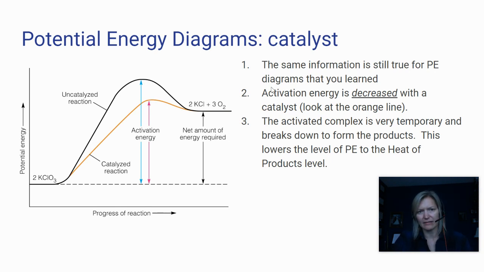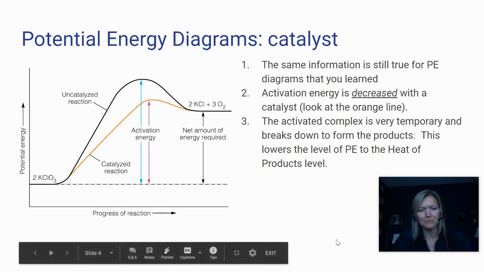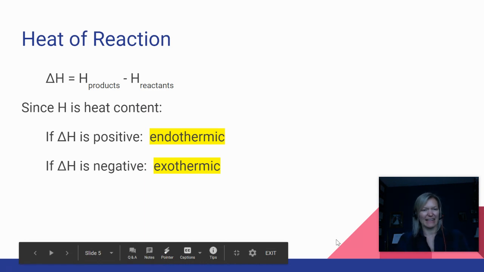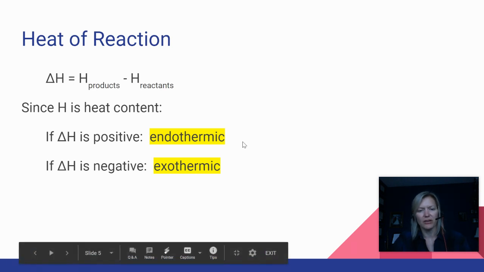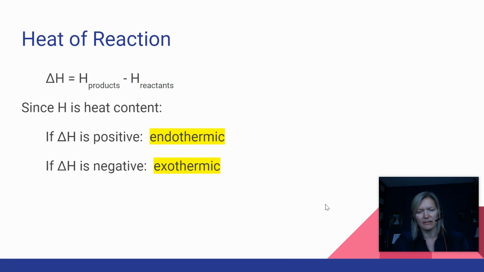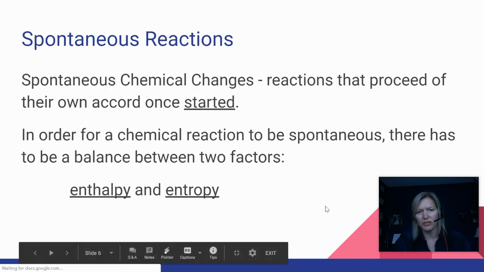Now remember, a catalyst does not get used up during a reaction. Okay. Our delta H does not change with a catalyst. Positive is still endothermic, negative is still exothermic, because our products and reactants have not moved, they have not changed.